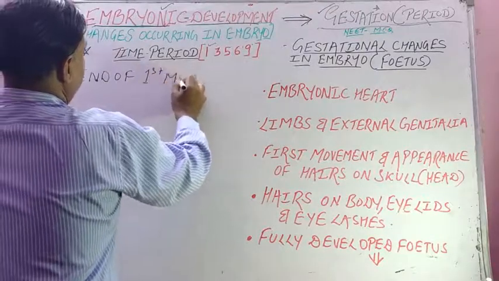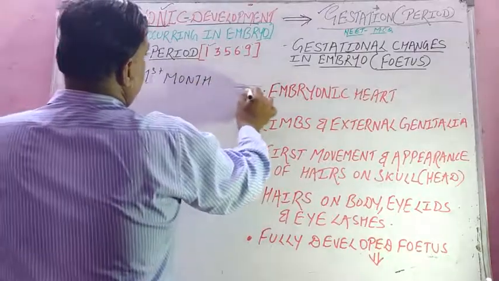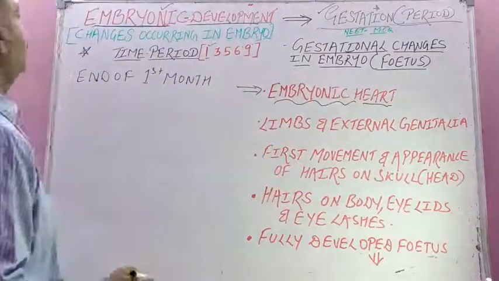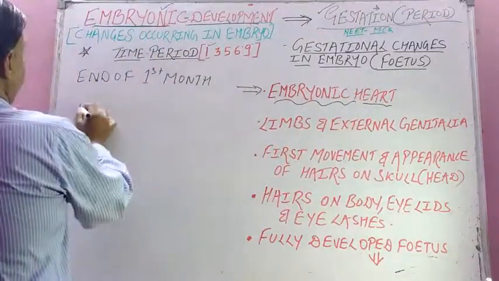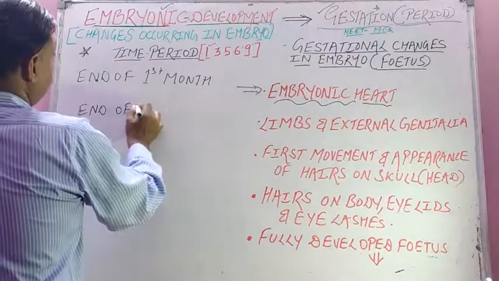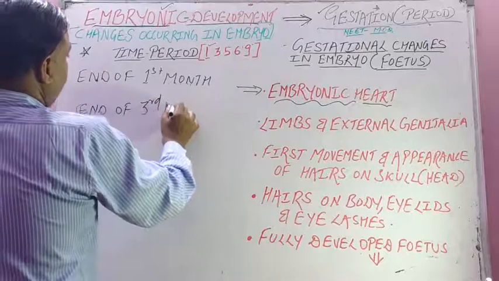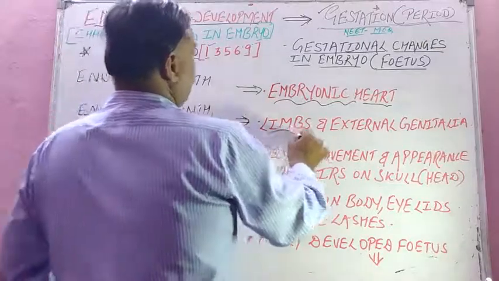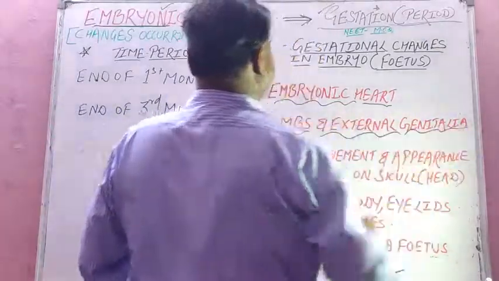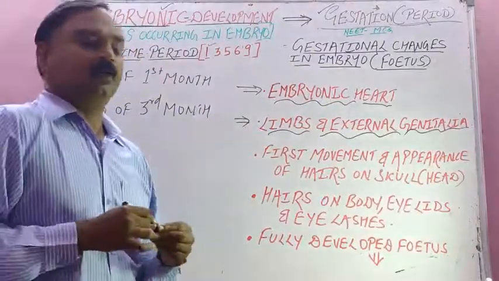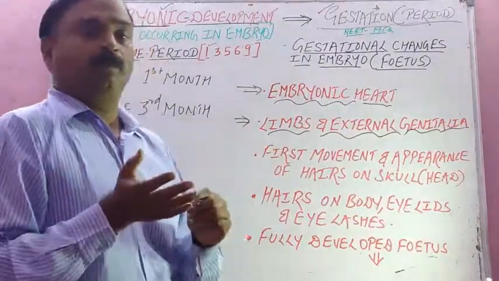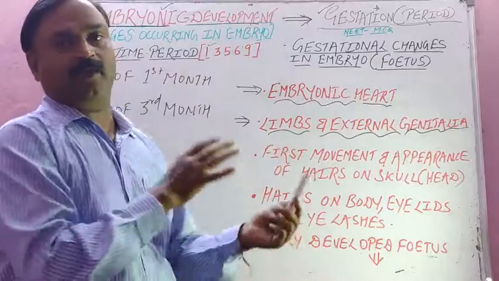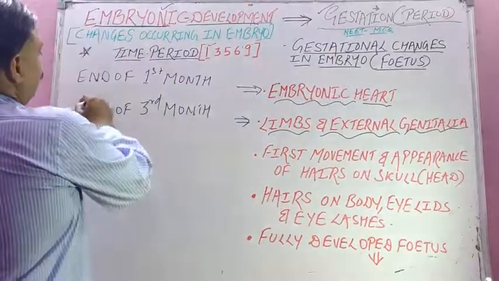What changes occur, student? The embryonic heart develops. Number 1 is the end of the first month. Then number 3 is the end of the third month. At the end of the third month, limbs and external genitalia develop. External genitalia means the primary sexual organ in male and female, so that you can easily identify that this is a female fetus or a male fetus. That develops at the end of the third month.